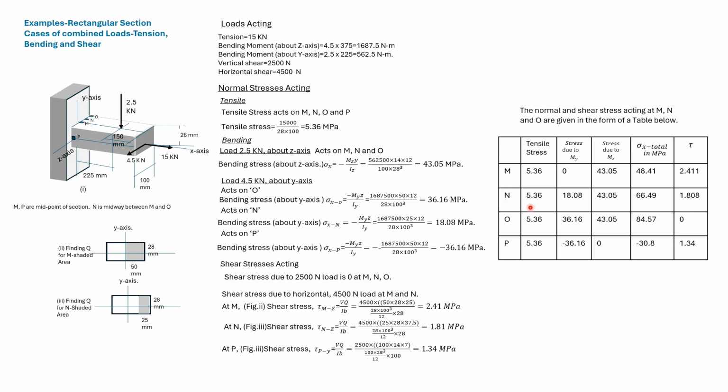Point N is subjected to tensile stress, stress due to moment about y-axis, and stress due to moment about z-axis. So all these three get added, give the total stress, and we determine the shear stress as well. Point O is subjected to tensile stress, stress due to moment about y-axis, and stress due to moment about z-axis. So these three get added up. Point O, being at the corner, is not subjected to any shear stress.